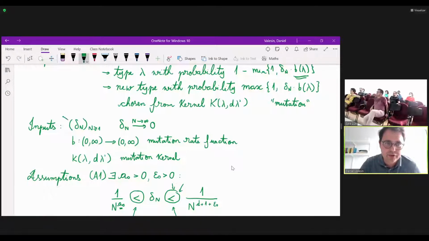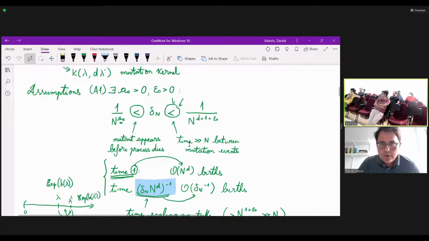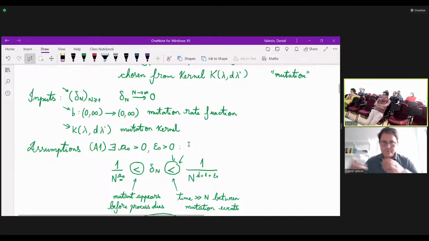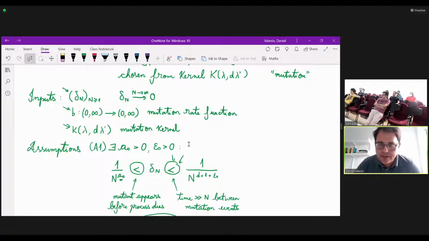Once more, there is the delta n, which is a sequence going to 0. There's the b, which is a mutation rate function, and k, which is the mutation curve. Just to make sure I understand, if b is bounded from above, then you're sure that your Markov process is not explosive. Indeed. If b is bounded from above, but that's not necessary. But indeed, that's a sufficient condition.